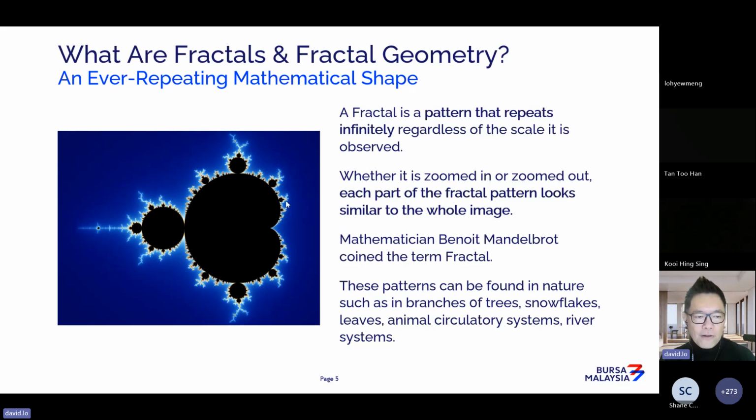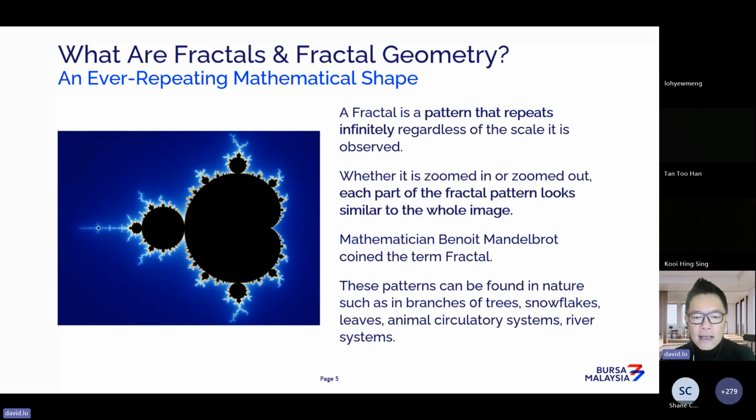This is a very famous fractal image by the mathematician Benoit Mandelbrot, the guy who coined the term fractal. If you look into each of the smaller patterns in the bigger patterns, you see that it's actually repeating itself. This looks like little cactuses or something, right? But this is actually a fractal formation. It is the small one within the big one and the big one within the bigger one. And of course you have this big shape over here. So that's what fractals are and what fractal geometry is.